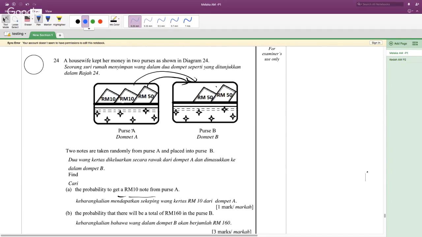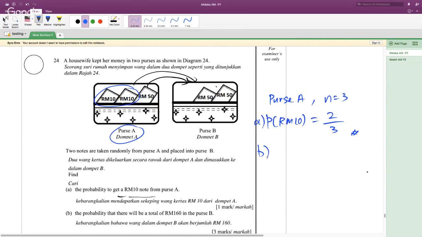In purse A itself, if you want to pick the 10 ringgit, you actually have 2 10 ringgit out of the 3, right? So the sample space is only in purse A. So in purse A, n is just equal to 3. So the probability of getting the 10 ringgit is just 2 out of 3. That's all. 1 mark.